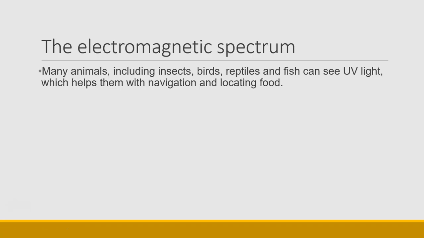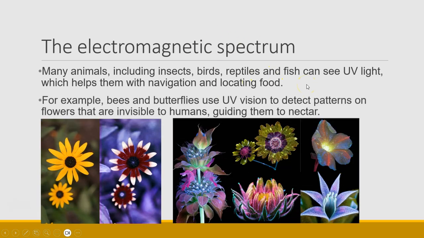Many animals, including insects, birds, reptiles, and fish, can see UV light, and that helps them to navigate and locate their environment and food. Now, remember that we are blind to the UV light that gets reflected off objects, but like just mentioned, many animals can actually see this UV light. So, for example, bees and butterflies use their UV vision to detect patterns on flowers that are invisible to us, but they help to guide these living things towards the nectar.